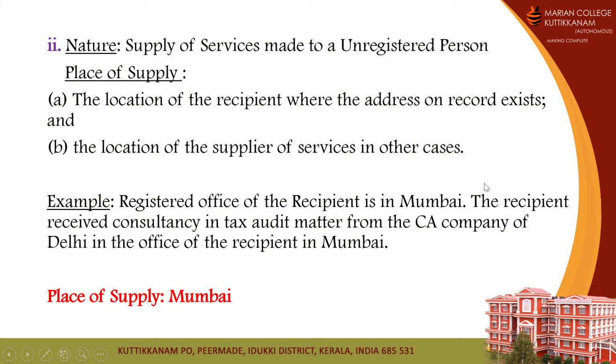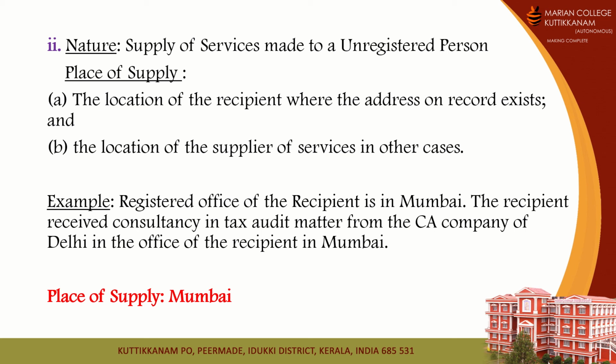So we had two situations. The first one is regarding supply made to a registered person and the second one is regarding supply made to an unregistered person. In case of an unregistered person, the place of supply can be determined in either of two ways. The first way is the location of the recipient where the address on record exists, and if such an address is not present on a particular record, then the location of the supplier of service will be the place of supply. Let's see an example.